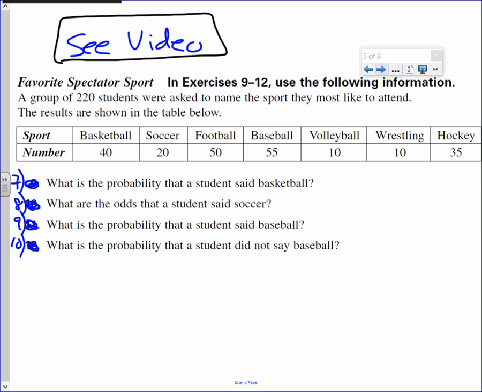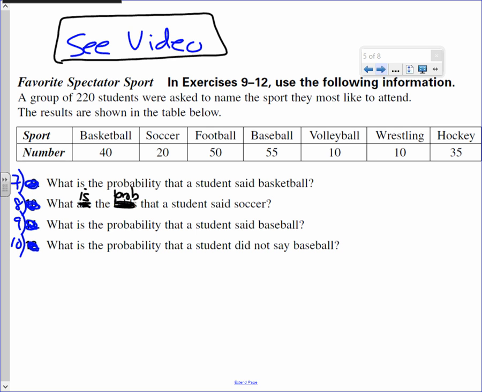So 7 is, what is the probability that a student said basketball? Number 8, what's the problem? Actually, we're going to put what is probability. We're not doing odds here. What is the probability that a student said soccer? Number 9, what is the probability that a student said baseball? And what is the probability that students did not say baseball? So all you're doing is writing down 7, 8, 9, and 10, the question. Don't copy down this because it'll be on the video accessible to you later on Google Classroom.